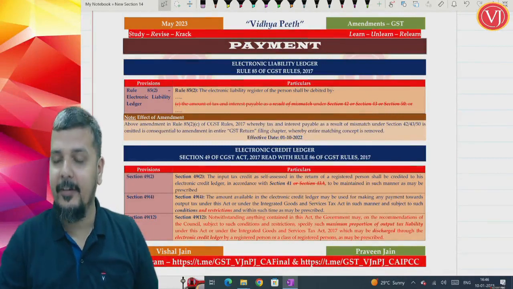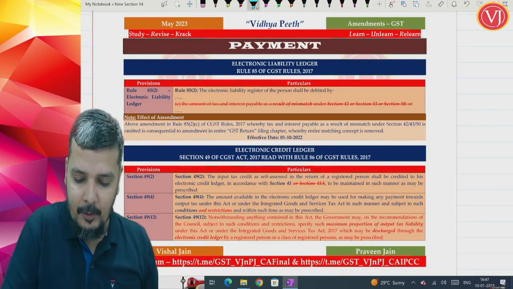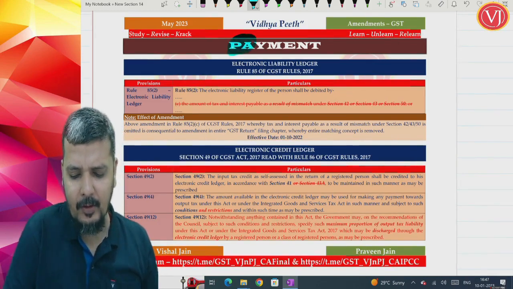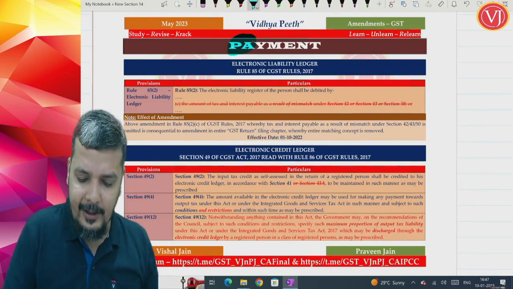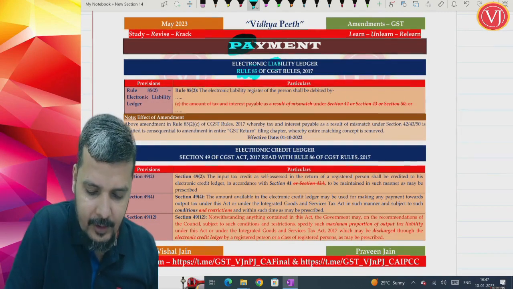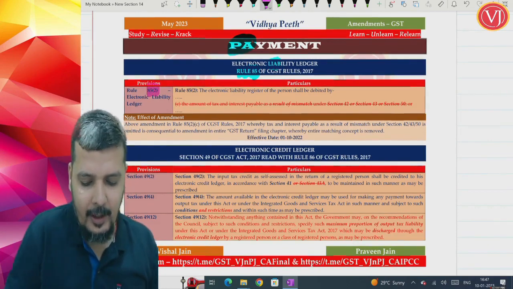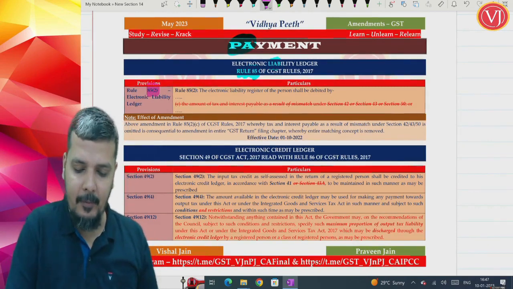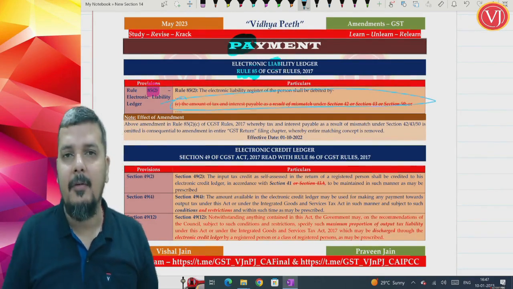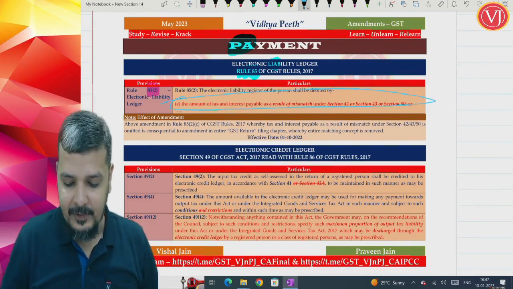Friends, now let us discuss the amendments in your payment chapter. When you talk about your payment chapter, the first few amendments are not so important. You will find an amendment in your electronic liability ledger, rule 85. In rule 85 sub rule 2, they have removed something which was not at all relevant. Please understand that now there is no concept of matching, right?